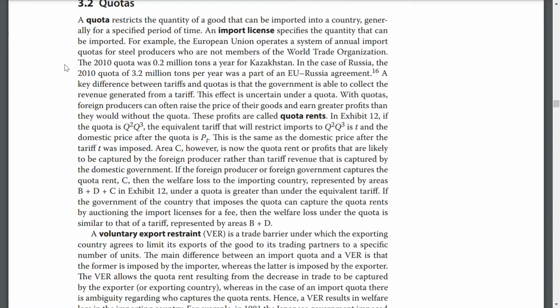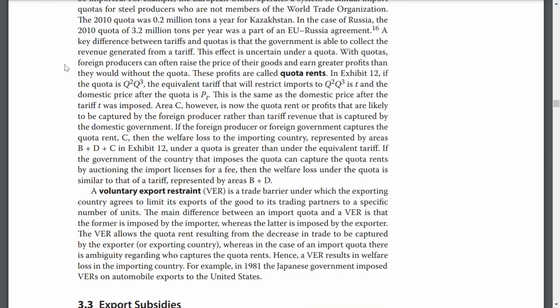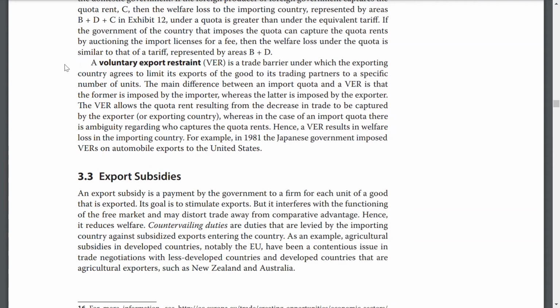If the foreign producers or foreign government capture the quota rent C, then the welfare loss to the importing country, represented by area B to D in Exhibit 12, under a quota is greater than under the equivalent tariff. If the government of a country that imposes the quota can capture the quota rents by auctioning the import licenses for a fee, the welfare loss under the quota is similar to that of a tariff, represented by areas B to D.